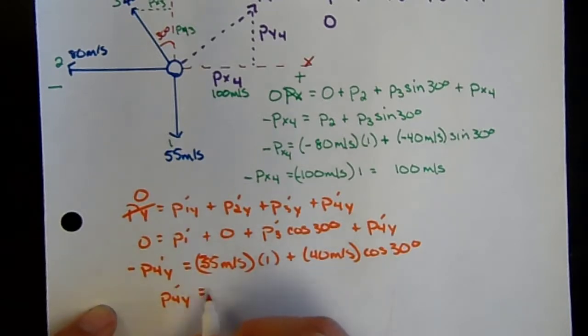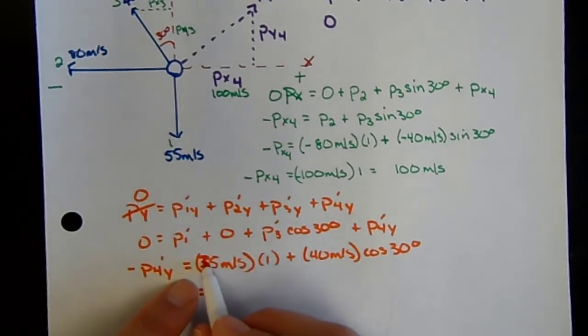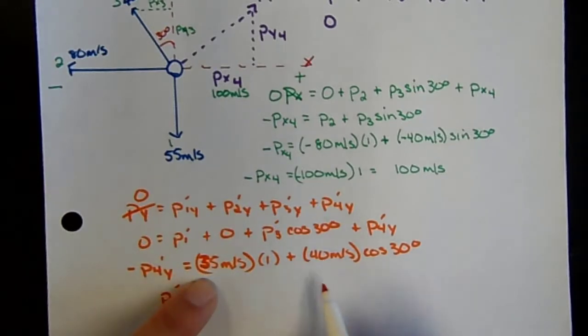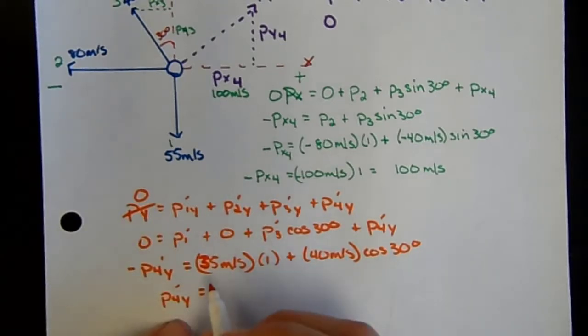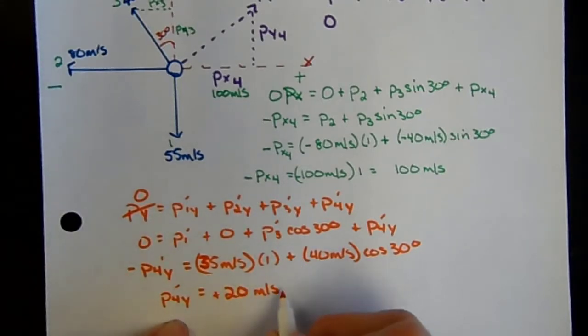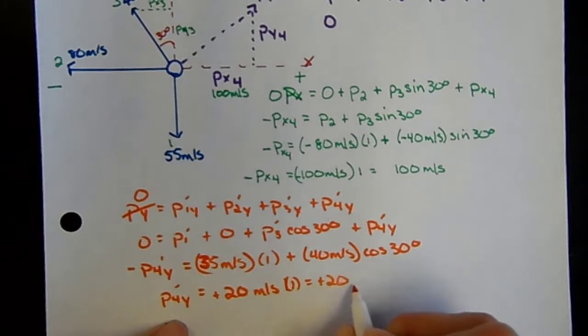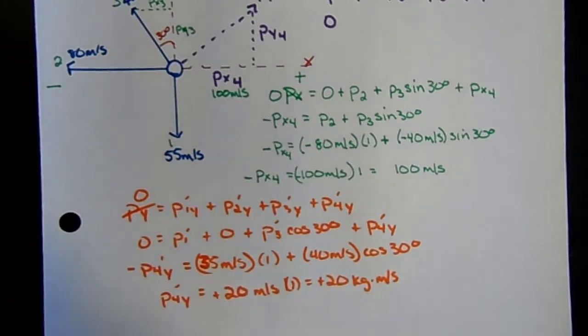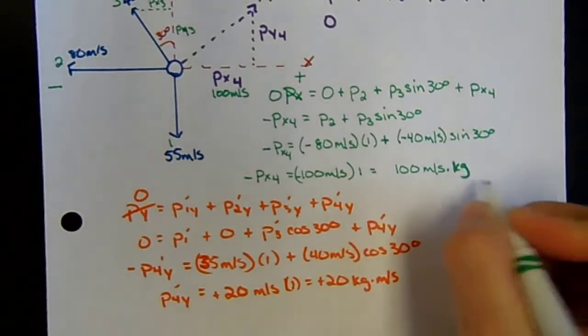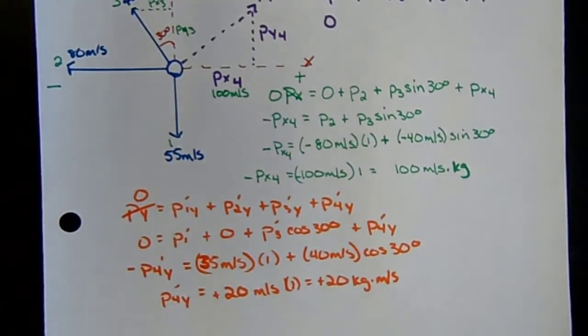P4y is going to be equal to negative 55 plus 35-ish. So P4y is going to be a positive 20 meters per second times our one mass. And so we're going to have positive 20 kilogram meters per second. So this up here would actually also have, this is momentum since we multiplied it by mass.